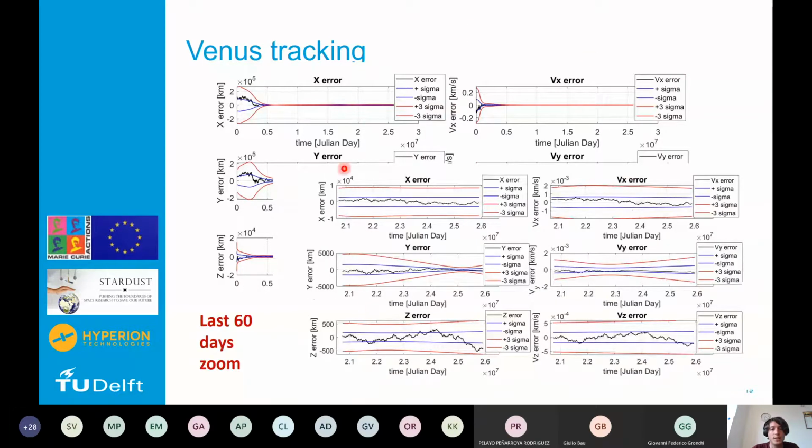If we zoom in the last 60 days, we can see that we can reach an accuracy in the X position, for example, of 10 to the 4 kilometers in the X component, while we are around 10 to the minus 3 kilometers per second in velocity. So we are going fast to this. It means that maybe one body is not enough to be tracked for line of sight navigation.